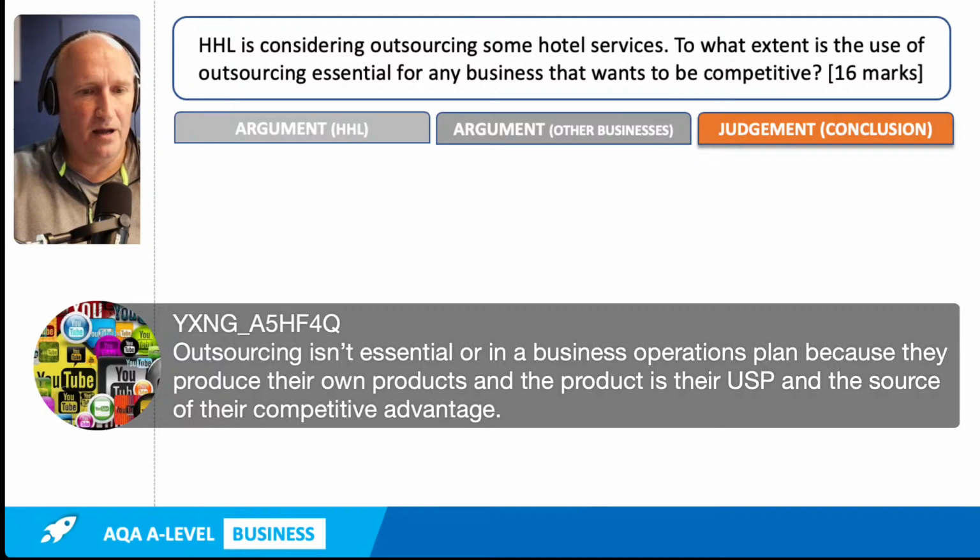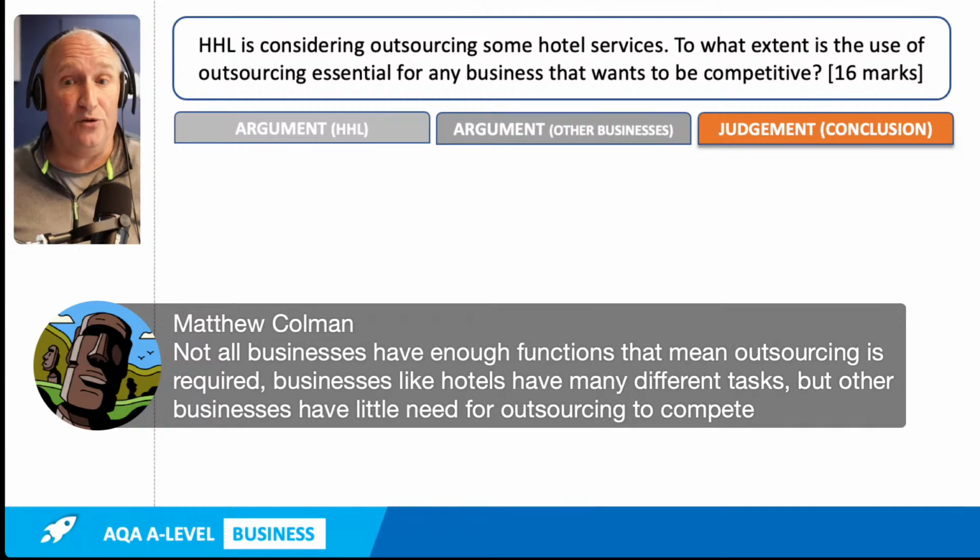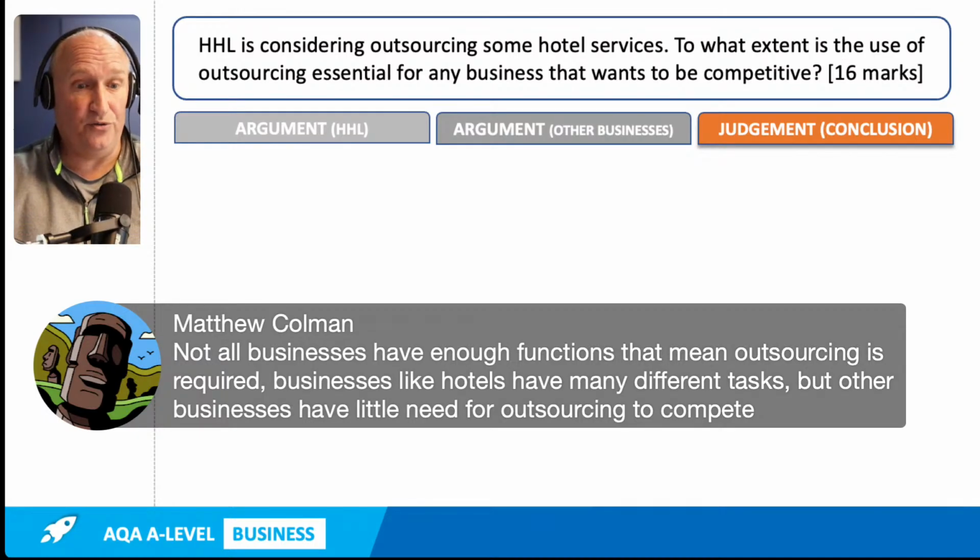Reading through, yeah, I like this from Matthew as well. Some great comments coming through. Not all businesses have functions that matter that need outsourcing. Hotels do, don't they? Because they've got lots of different tasks. But other businesses are using external suppliers, but they just use external suppliers. It's not like they're getting rid of a whole business activity in order to solve an issue or to reduce costs. Many businesses just don't have things to outsource, and they're still competitive. So it's a great argument.